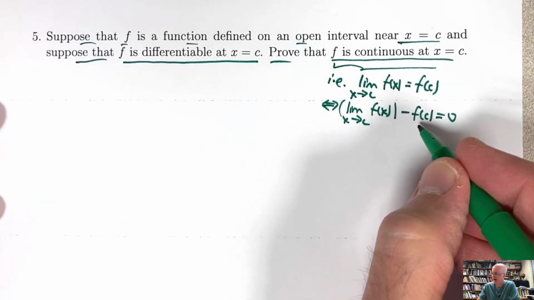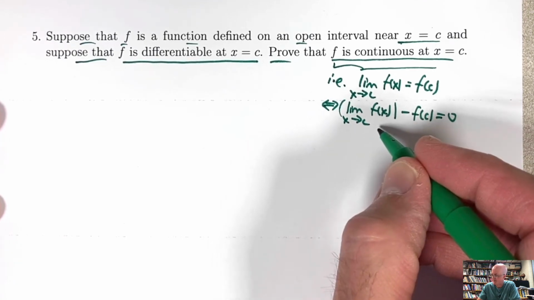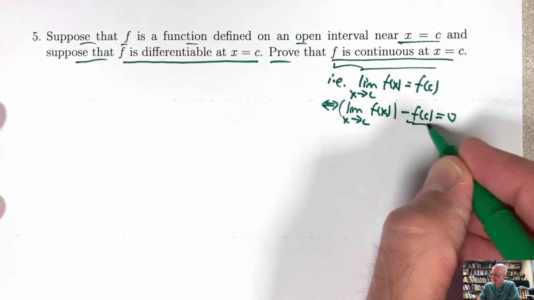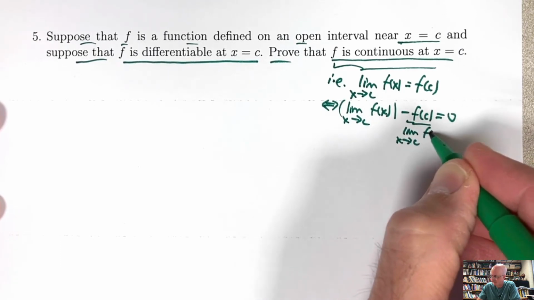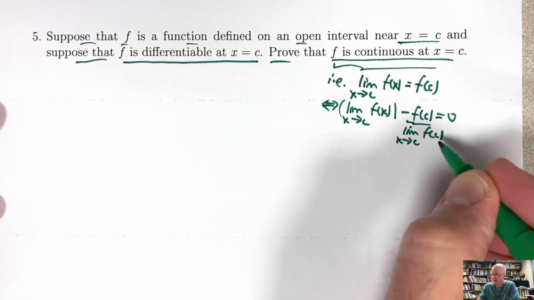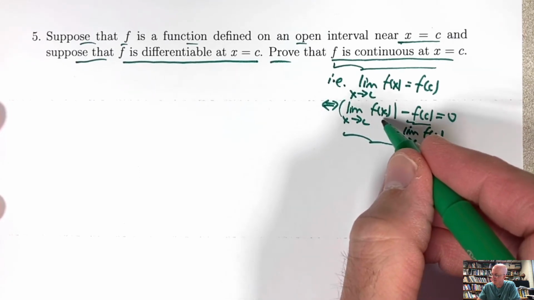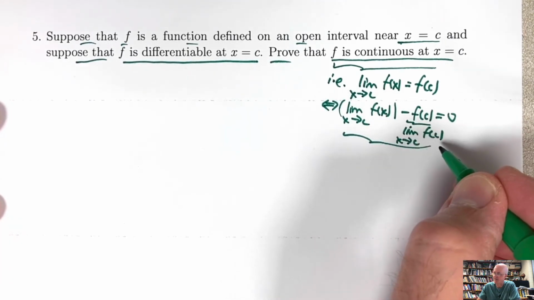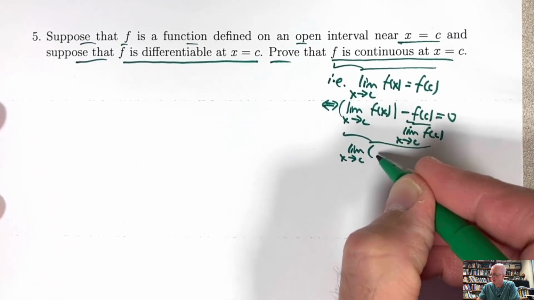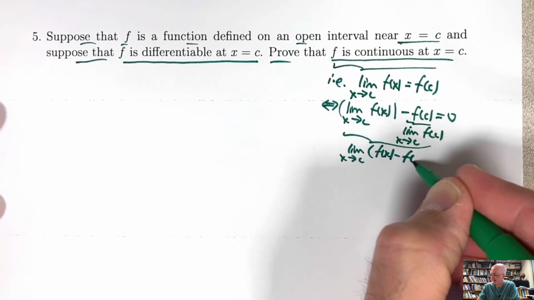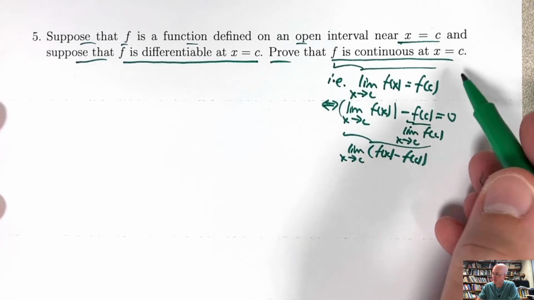And f of c is a constant. Okay, c is a particular number. Here, x is a variable. I'm letting x approach c. Being a constant, this f of c could be thought of as the limit as x approaches c of f of c, because f of c is a constant. There's no x in there. And by a property of limits, the limit of this function minus the limit of this constant function is the limit of the difference. So this is one key insight, a trick you might say, to realizing to prove continuity.